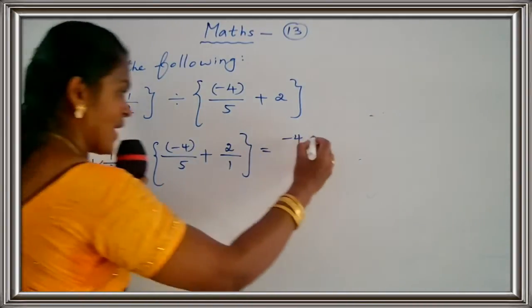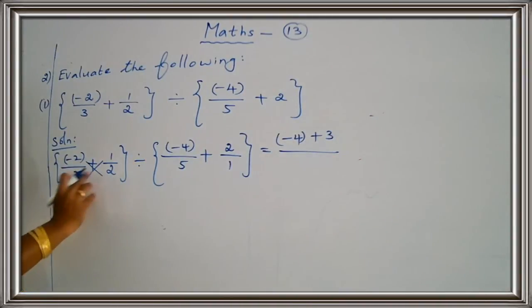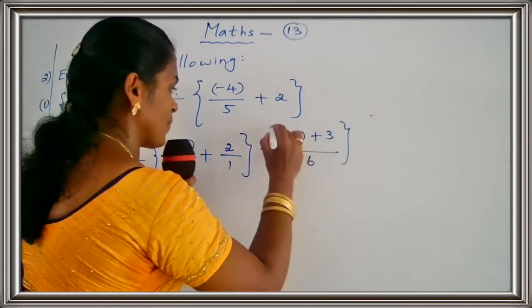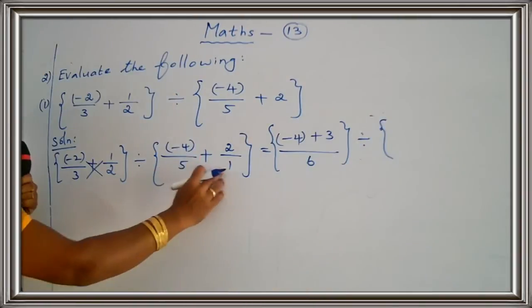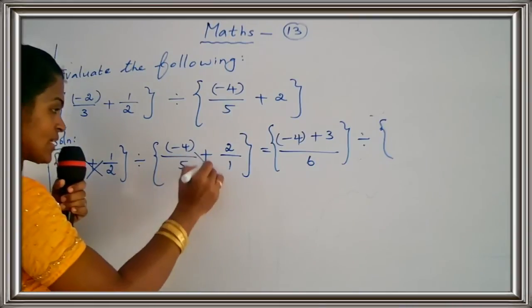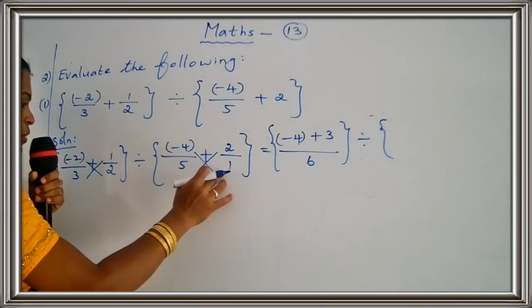You see this, here also the denominators are different. So we follow the cross multiplication method. Minus 4 into 1, minus into plus, minus. 4 1 is 4. So minus 4 plus 5 2s are 10 upon 5 1 is 5. Okay, children?